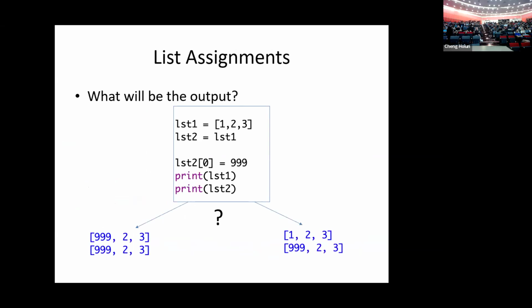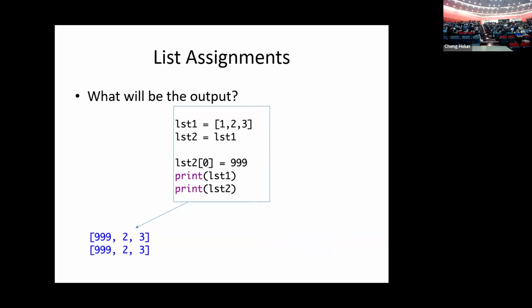List 1 is equal to 1, 2, 3. And when list 2 equals list 1, I did not duplicate 1, 2, 3 into list 2. So list 1 and list 2 are sharing the same list 1, 2, 3. So when I change list 2, the first entry to 999, list 1's list also changed, because there is only one list. Okay, so that is the answer why finally it becomes like this.